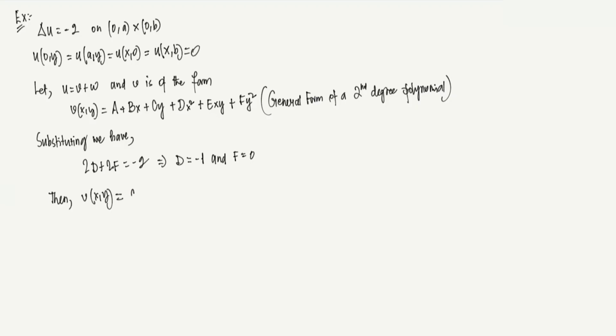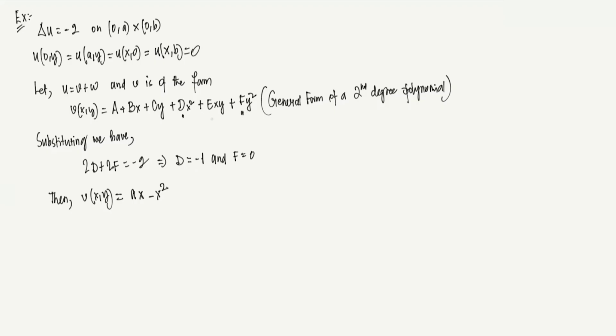v(x,y) will look like a plus bx plus cy, and d is minus 1, so minus x square. Yes, okay. f is 0, d is minus 1, so basically the y square term is gone.